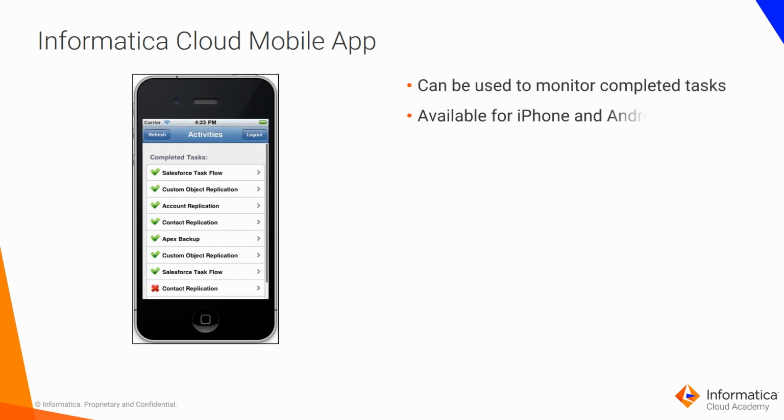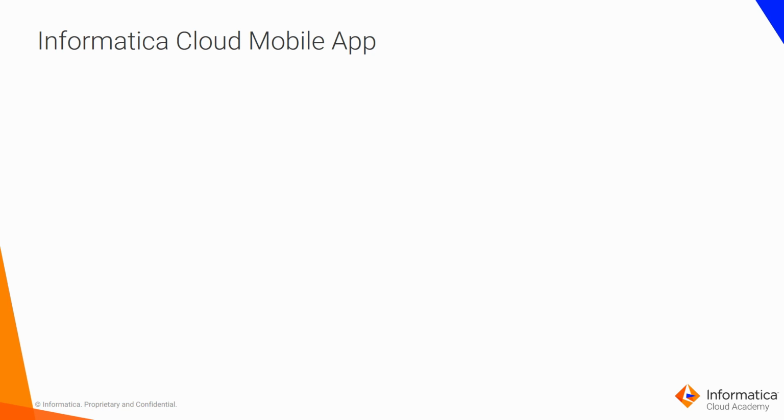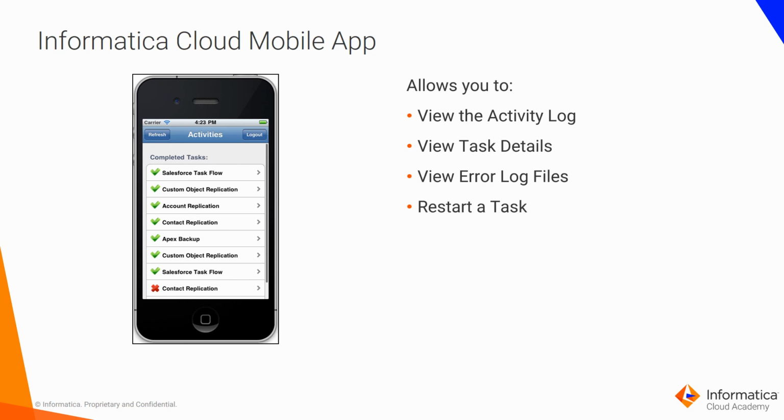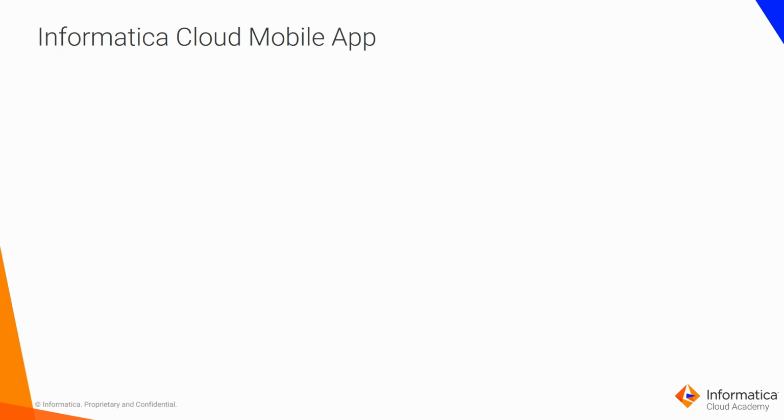We do have a mobile application as well. It's available for iPhone and Android phones, and it works on all Informatica Cloud editions. What you get in the mobile app is the last 24 hours of the activity log. It allows you to look at task details and open and view error log files. It also allows you to restart any task from your phone as well.